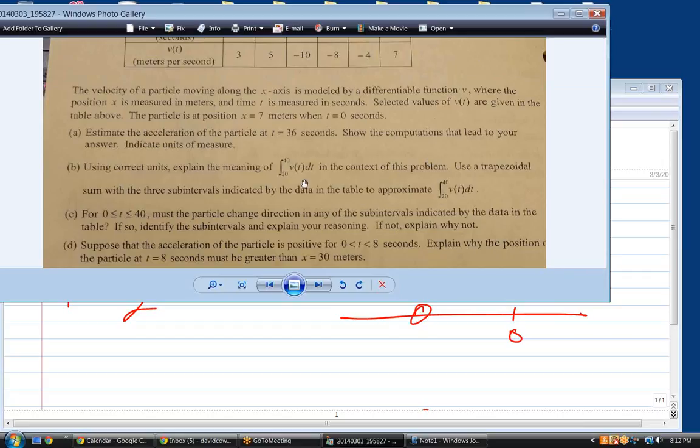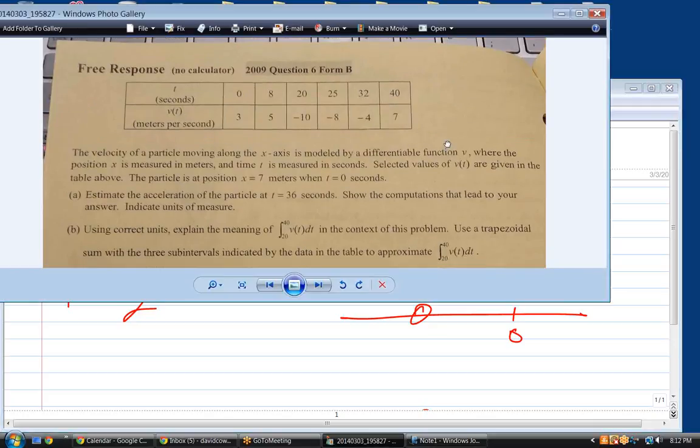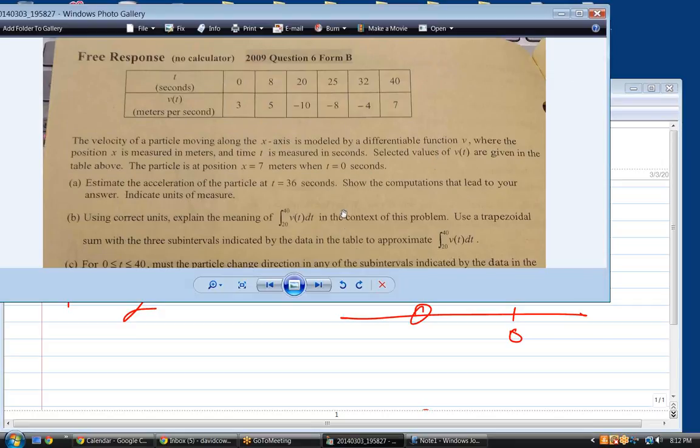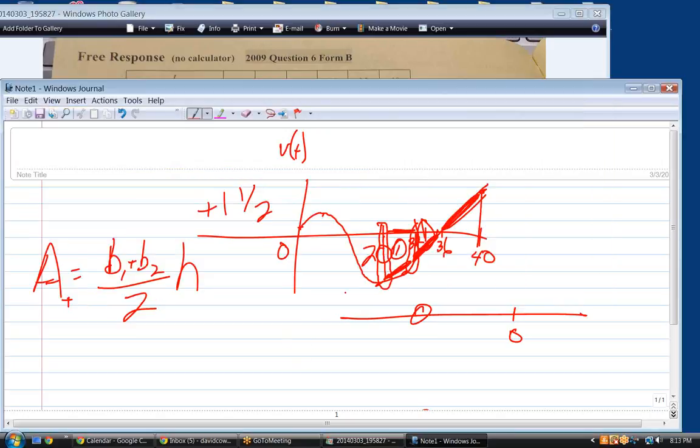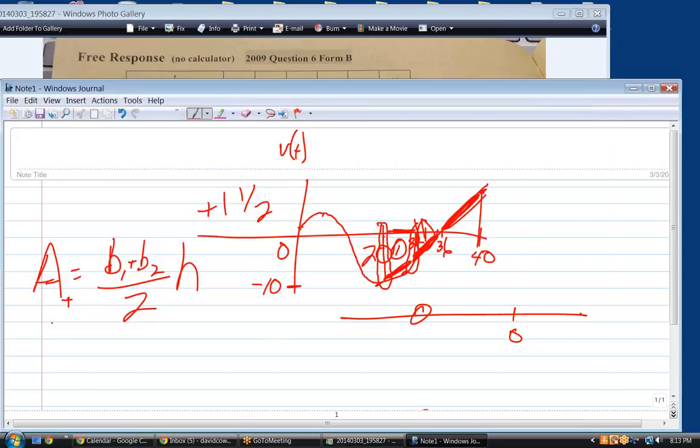Did she really say break it up into 3 intervals? With 3 subintervals. Yep. Okay. So if I look at my first trapezoid here, I'll put a big 1 there. What's base 1 equal to? Base 1 would be just the function? It would be minus 10. In other words, that value that I put at 20 was minus 10. So base 1 would be minus 10.